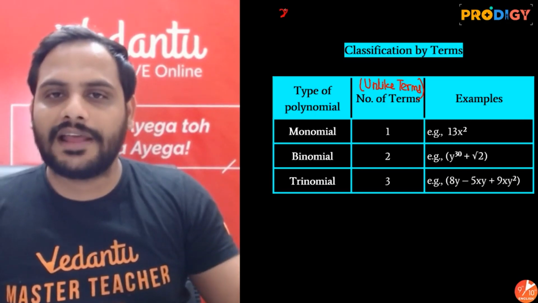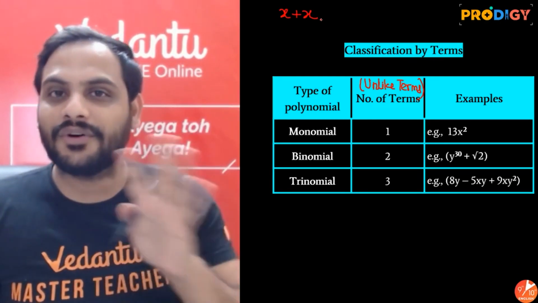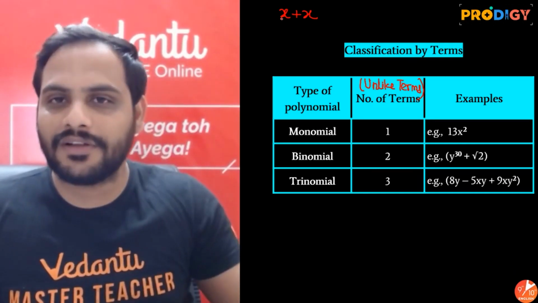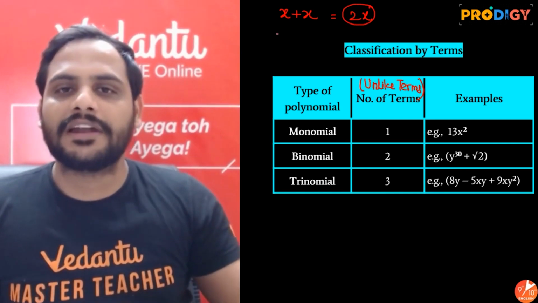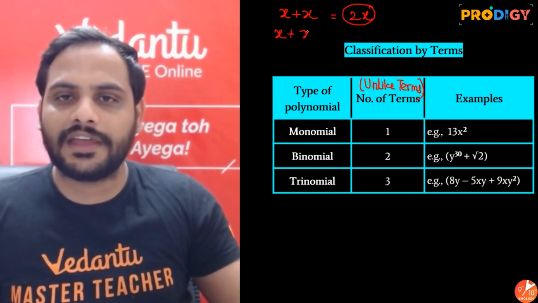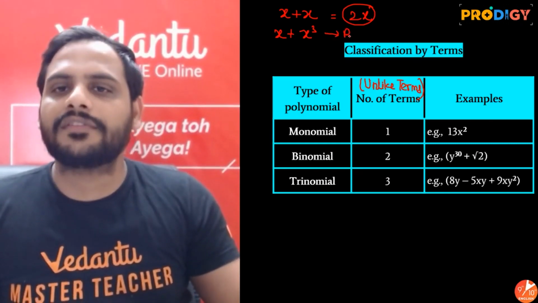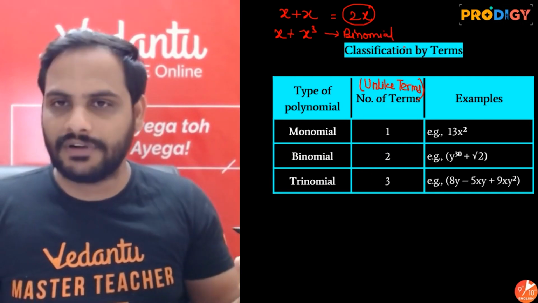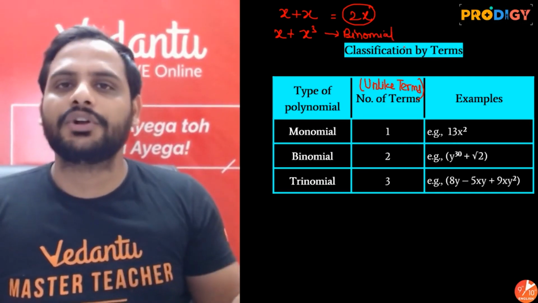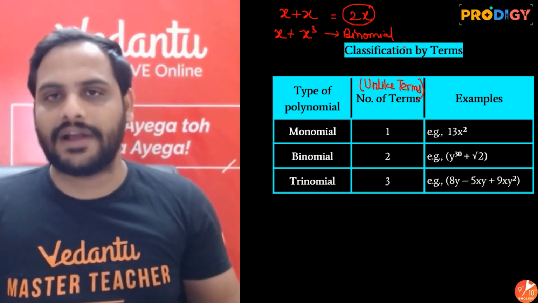You cannot say, sir, x plus x is a binomial because there are two terms, x and x. No, it will be a monomial because I can add them further. So it is a monomial. But if I give you, suppose, x plus x cube, now you cannot add these two. So now I can say it will be a binomial. So if there is only one term, monomial; two unlike terms, binomial; three unlike terms, trinomial.